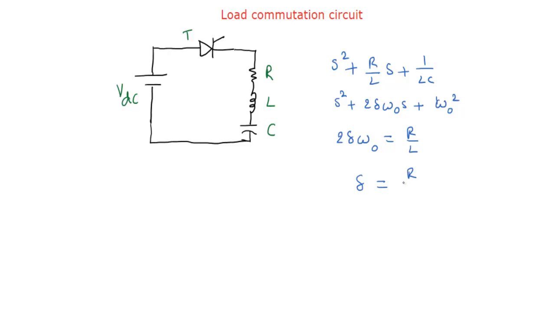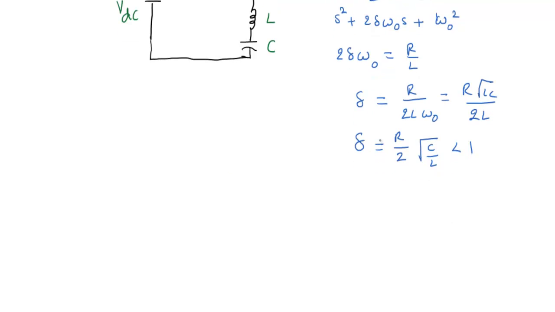From there, what will be del? Del is nothing but R by 2L omega naught. By comparing these two, omega naught is nothing but 1 by root LC. Since it is in the denominator, root LC comes to the numerator: R into root LC by 2L. So the damping ratio for the second order RLC series circuit will be R by 2 into root of, see, root L gets cancelled, that's why it is C by L. But as I told you, it should work for the underdamped system, so it should be less than 1.